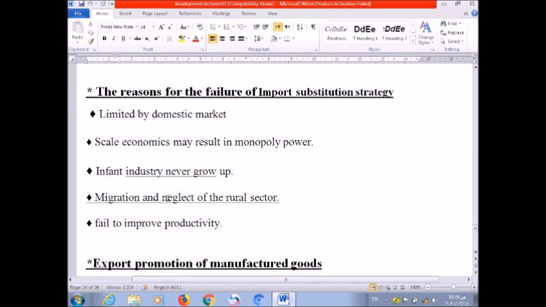The reasons for the failure of import substitution: it is limited by the domestic market, which is very limited. Economies of scale may result in monopoly power. This creates monopoly among producers. The infant industry never grows up; when the period of protection is extended, the infant industry does not grow up. Migration and neglect of the rural sector: because of not caring about the rural sector, this causes rural migration to urban areas. It fails to improve productivity.